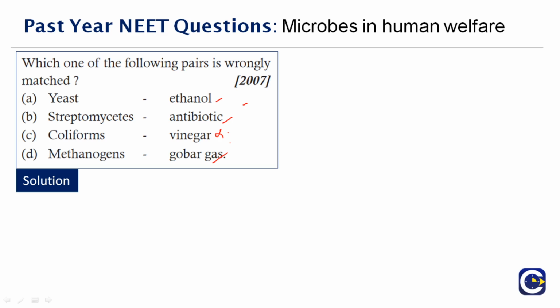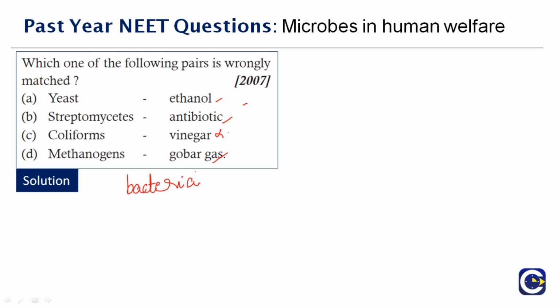Coliforms are a broad class of bacteria. They are found in our environment, including feces. Mostly coliforms come from the feces of humans and other warm-blooded animals. The presence of coliform bacteria in drinking water may indicate a possible presence of harmful disease-causing organisms. So coliforms are not used in the production of vinegar. They are actually harmful when ingested, as in water.